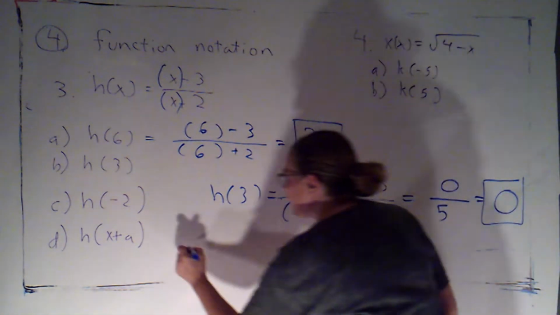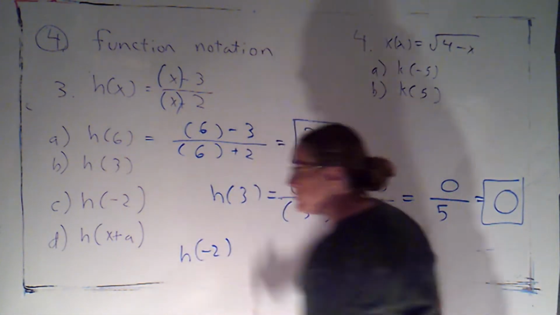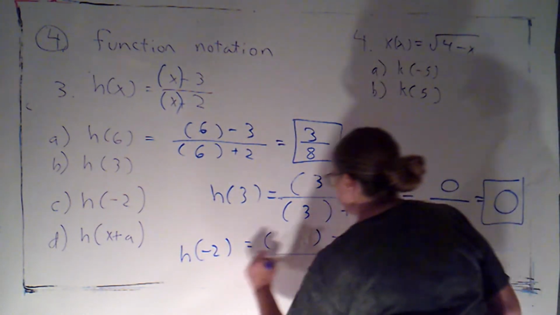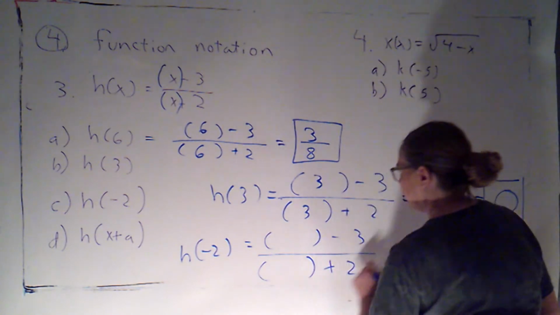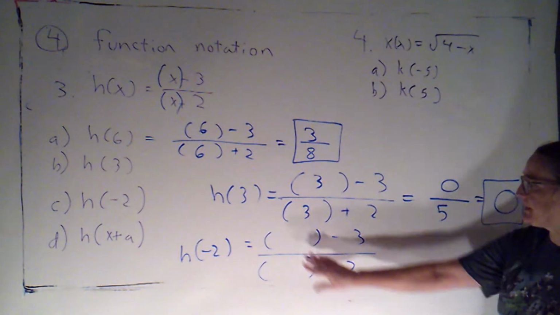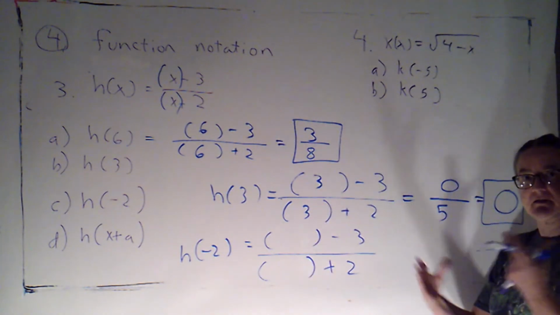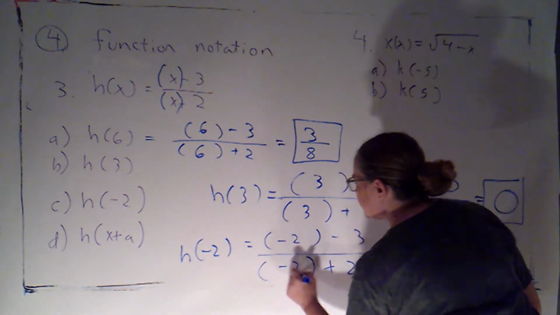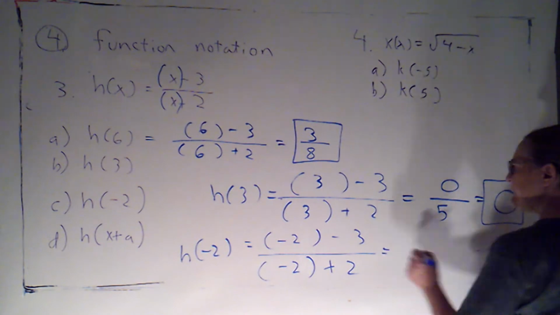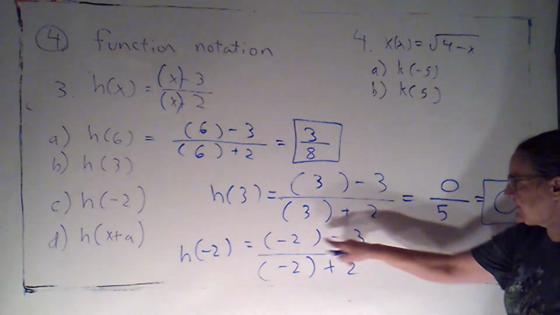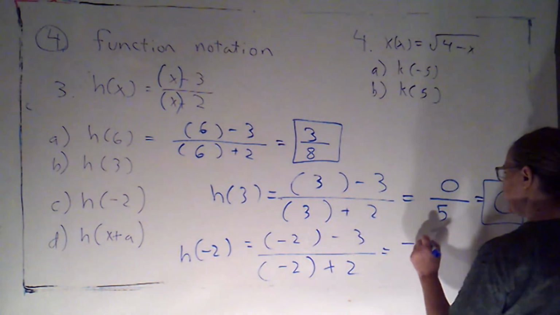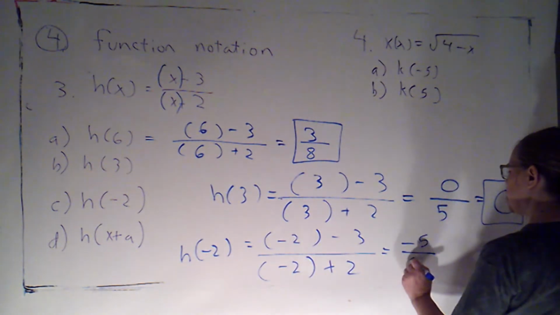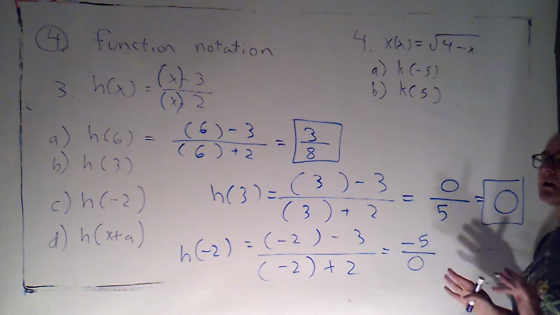In the next part, we're looking at h of negative 2. So I start out the same. I copy the formula, replacing the x with just a placeholder for my input. Then my input was supposed to be negative 2. Now if I work that out, negative 2 minus 3 is negative 5. Negative 2 plus 2 would be 0.